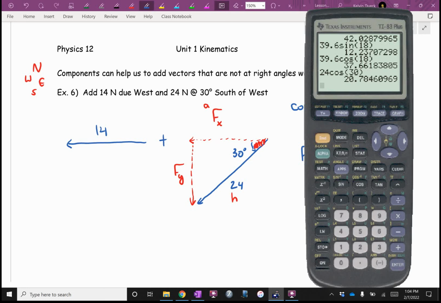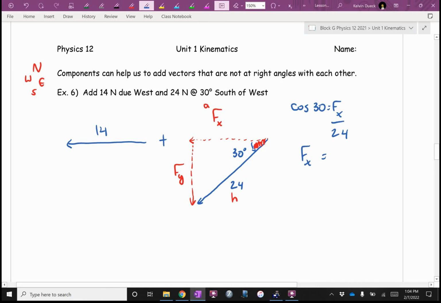And I get 20.78. Because I'm going to be using this, because this is not the answer they asked me to find, I'm going to carry some extra sig figs. There's a 0 after that 6. That's a good place to round off. I'm going to go 20.7846. Carry some extra sig figs.